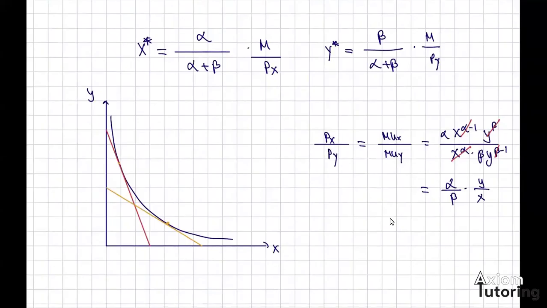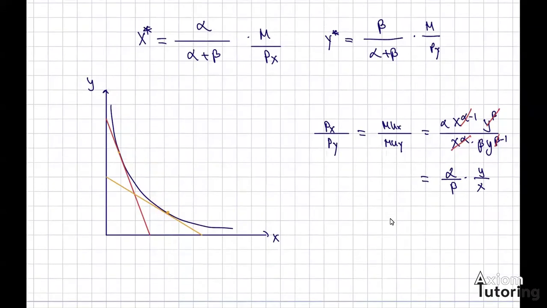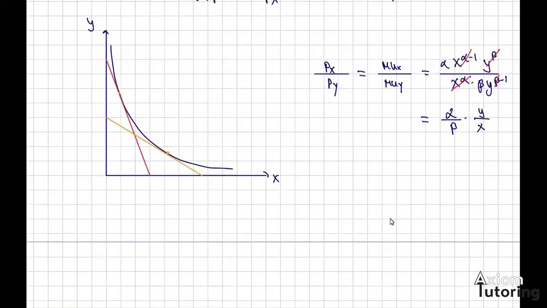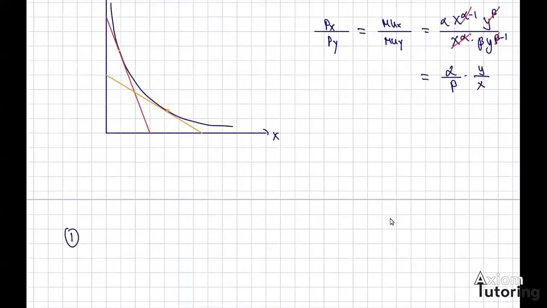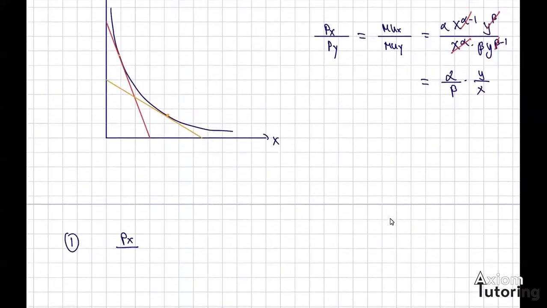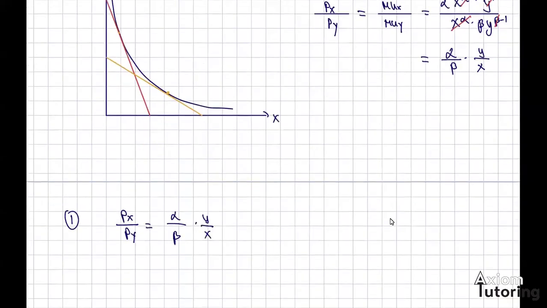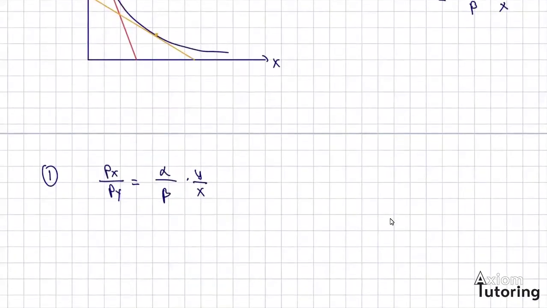Really, there are infinitely many points that satisfy this condition. Makes sense, right? Because there's nothing here that tells you about the income that I have. If I have another budget here, I could find another tangency position on a different indifference curve. So it just tells me that there's a tendency, but doesn't tell me where exactly. There are infinitely many such positions. So one of the conditions that I have in Cobb-Douglas is that px over py is equal to alpha over beta times y over x. It tells me there's going to be a tendency, but it doesn't tell me where it is.